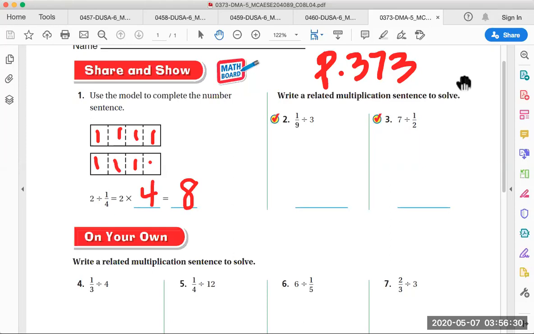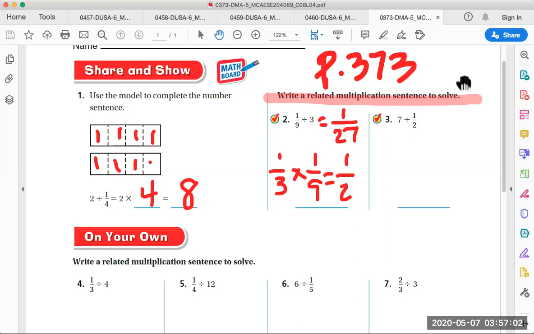On 1/9 divided by 3, well, first of all, we should read the directions. It says write the related multiplication sentence to solve it. So when we took a part and divided it by a whole number, we end up, well, in this case, 1/9 divided by 3, if you do the drawing, it will give you 1/27. That is the same as 1/3 times 1/9. And if it helps you to draw the model, you should draw the model until you see the pattern.